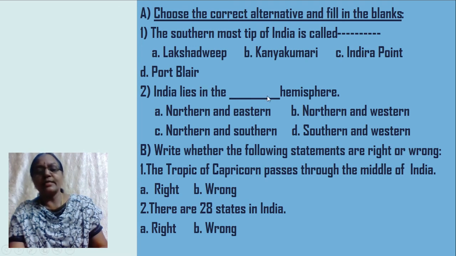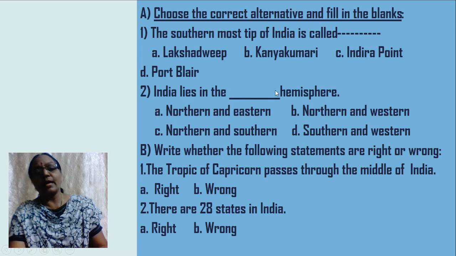Next one. India lies in the dash hemisphere. Northern and eastern, northern and western, northern and southern, southern and western. I suppose you remember that it is northern and eastern. So India lies in the northern and eastern hemisphere.